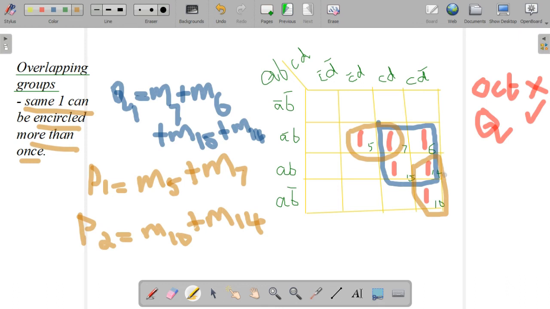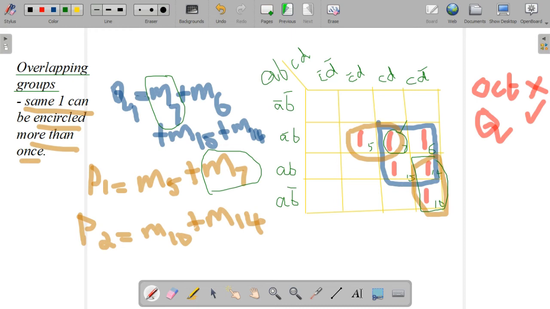So here in this example, in this K-map, M7 has been encircled. What are the cases? It has been encircled twice. One is for the quad, another one is for the pair. M7 will be here and here. That means it is encircled for quad and pair. One for pair, another one is for quad.